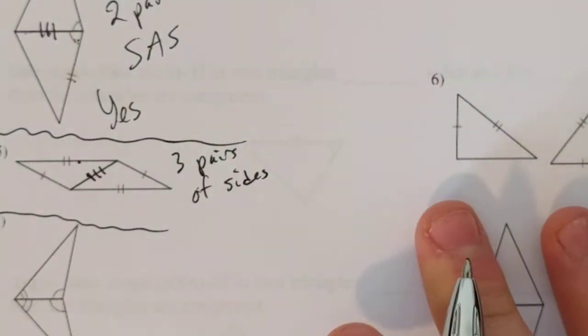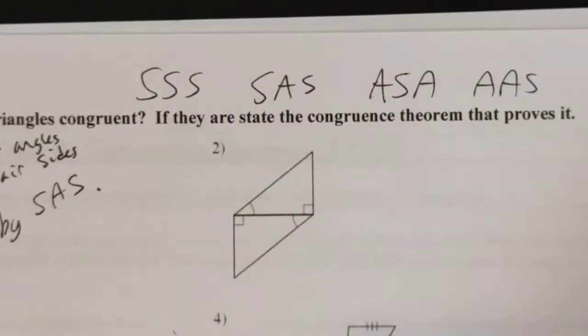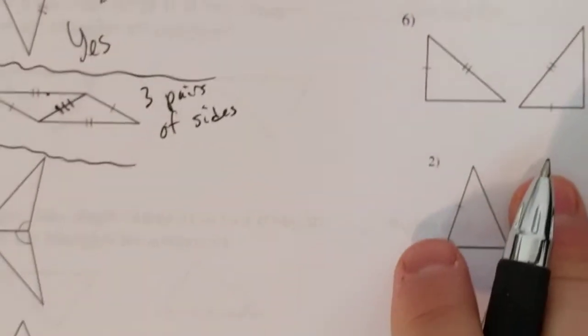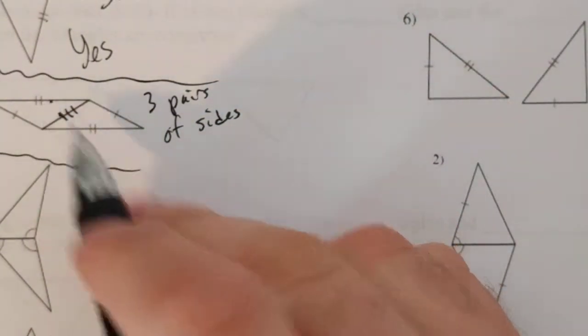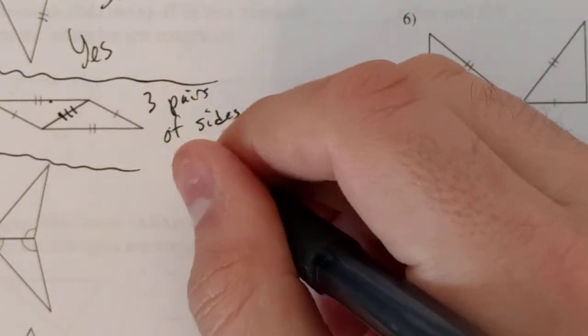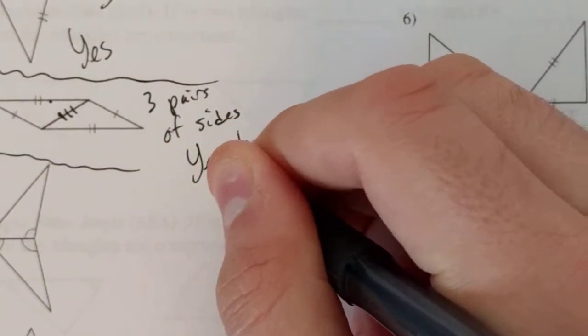There's no mention of angles whatsoever, so the only one that's possible to use is side, side, side, because we have 3 pairs of sides. And it turns out you have one pair, two pairs, 3 pairs. It's a yes by side, side, side.